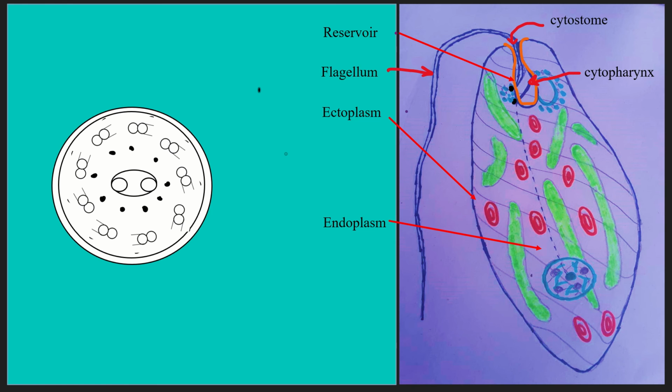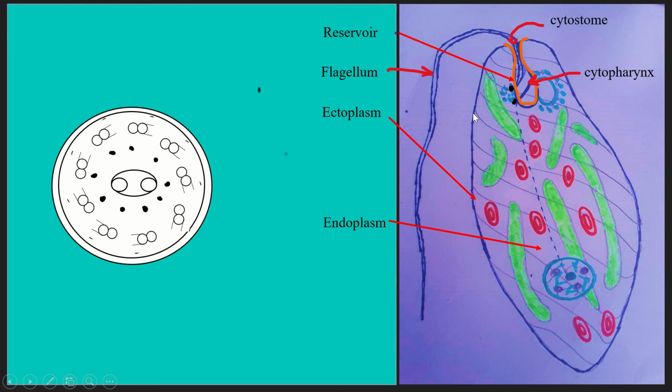Again, this organism has a whip-like structure which arises from the anterior side, from the reservoir. At the anterior end of the body of this organism, there is a single thread-like structure which is called a flagellum. This flagellum arises from the cytostome.